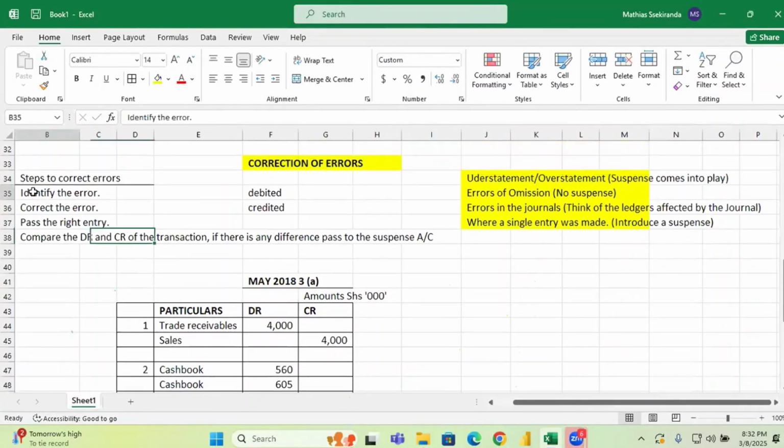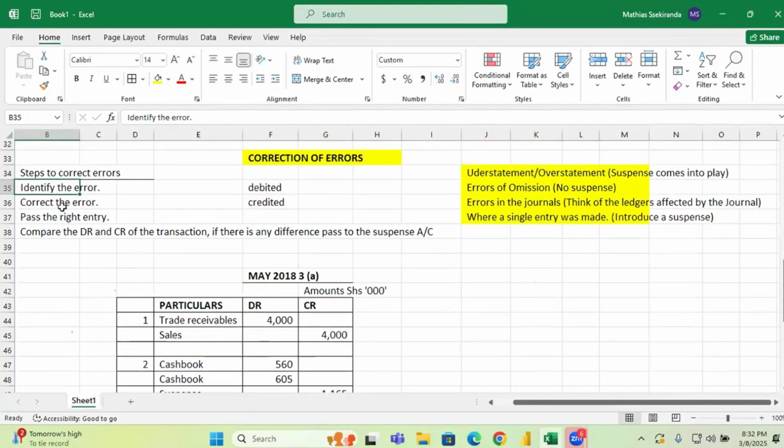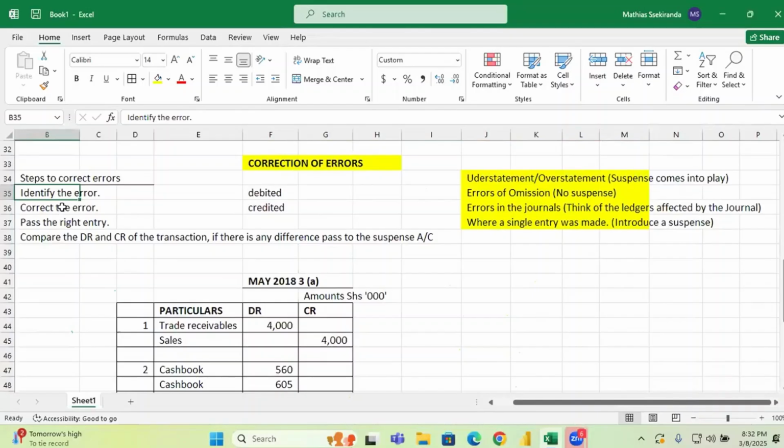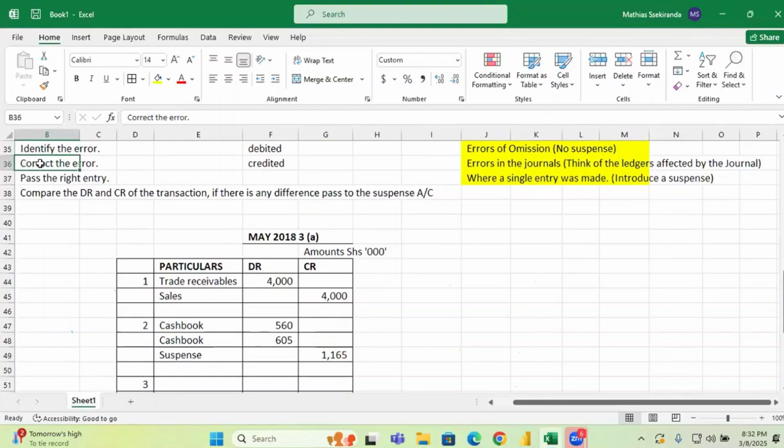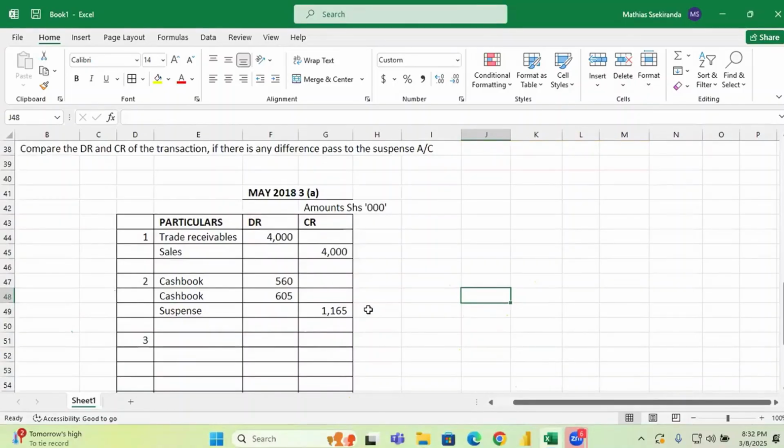So that's how we follow these steps. Identify the error. The error is the accountant credited the cash book instead of debiting it. So can you correct the error? Yes. Pass a reverse entry to remove that credit. The reverse entry is a debit because here it had been credited. So debit the cash book with the very figure he had credited. At this level, you have reversed the error. Step number 3, pass the right entry. In the first place, he had to debit the cash book with 605. Then compare the debit and credit. The difference goes to the suspense.